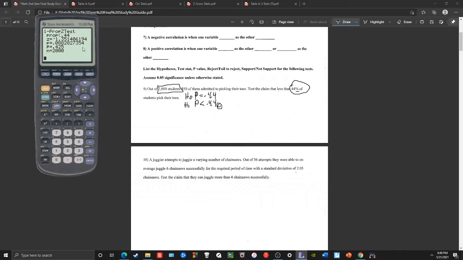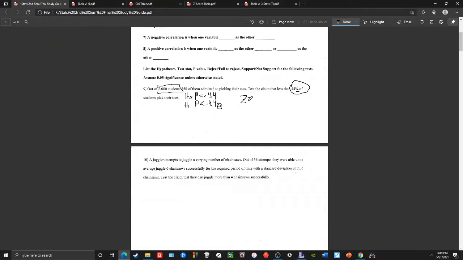And these are my values. So my first two numbers that I really need: my z number is my test stat. So my z number is negative 1.35. My p-value was 0.088. And since we're using a 0.05 significance, 0.088 is certainly bigger than 0.05.